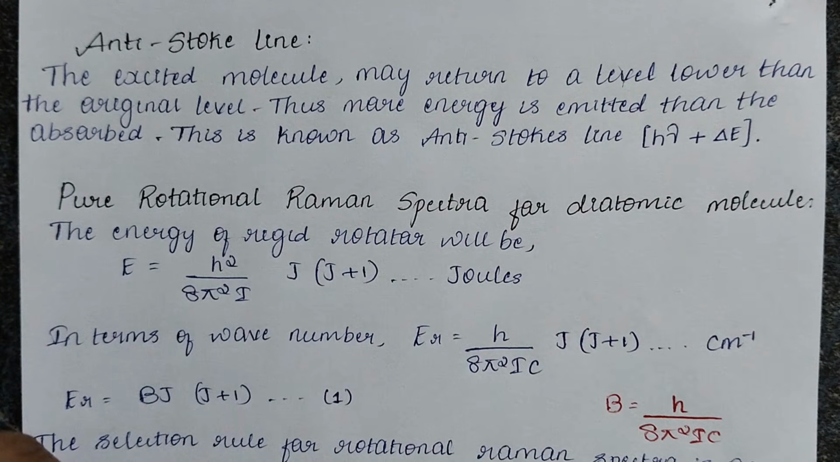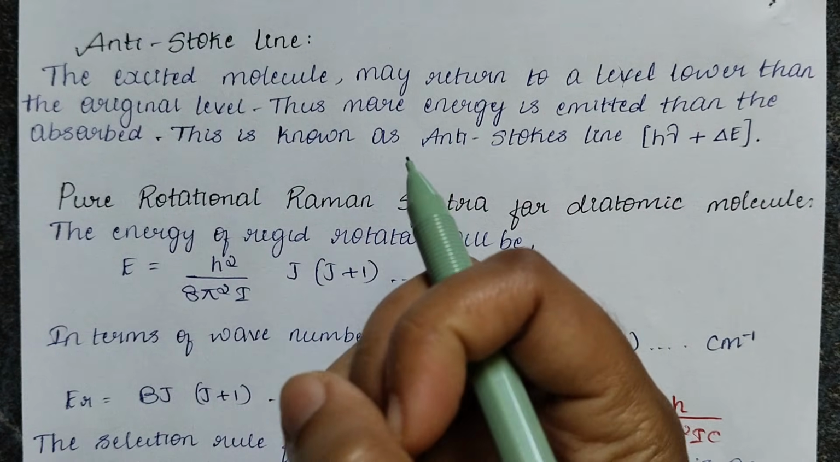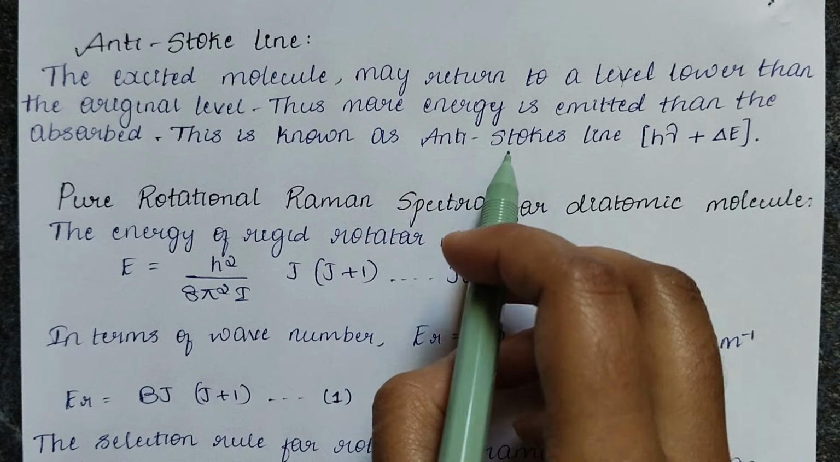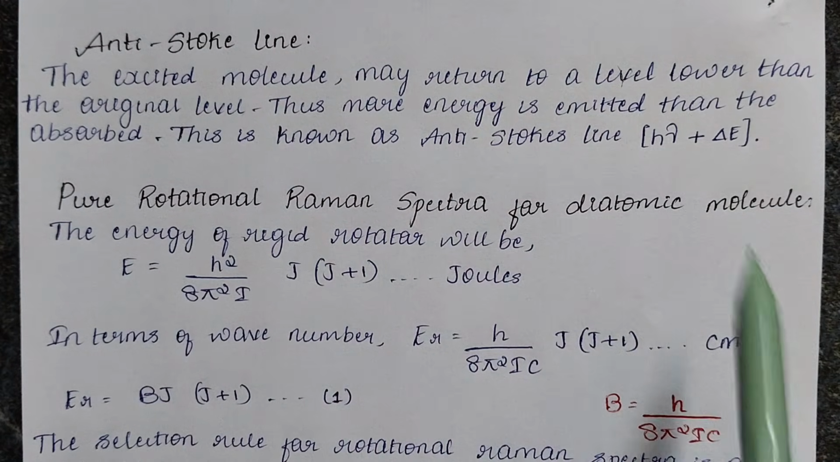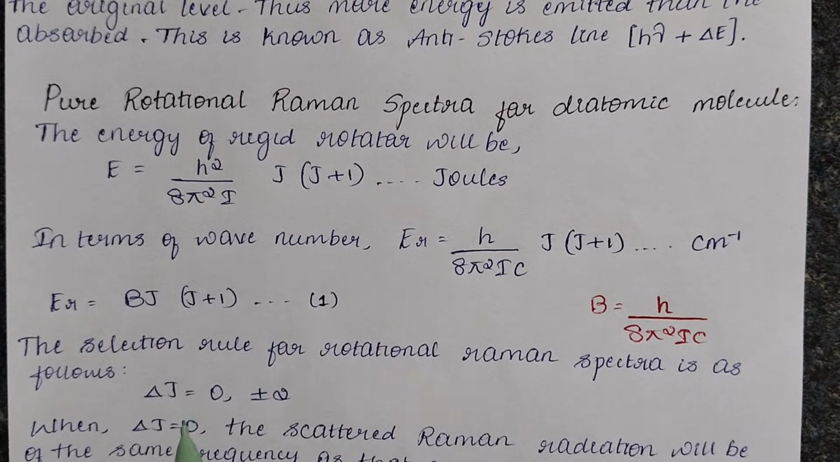So the amount of energy absorbed will be lesser when compared to the amount of energy which is given out. This type of line is called an anti-Stokes line, which is represented by h nu plus delta E. Now let us see a derivation which is related to pure rotational Raman spectra for a diatomic molecule.